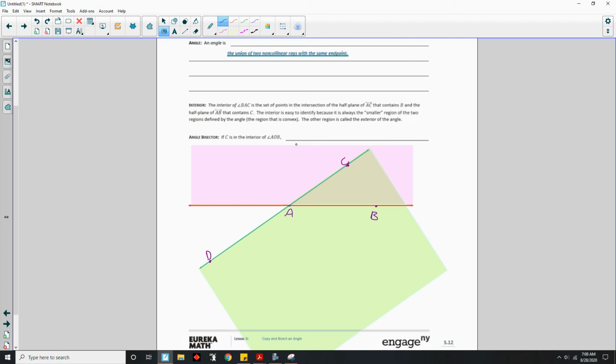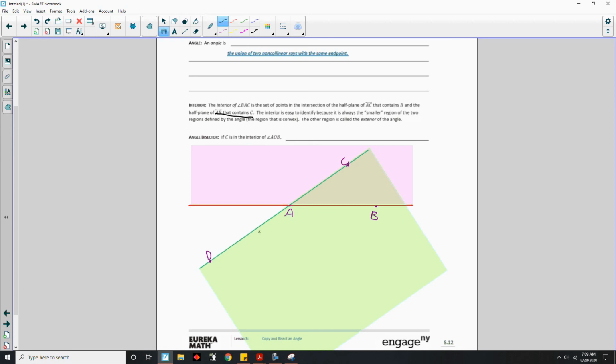So keep in mind a plane is a flat surface that goes in all directions forever. But this is a half plane, so anything above this red line is half of the plane. Anything below would be the other half, and I don't have that shaded. So this pink area here is the half plane that contains C, the half plane of line AB that contains C, and it also has the half plane of AC. So here's line AC right here. Actually, I don't need this D down here, it's irrelevant.